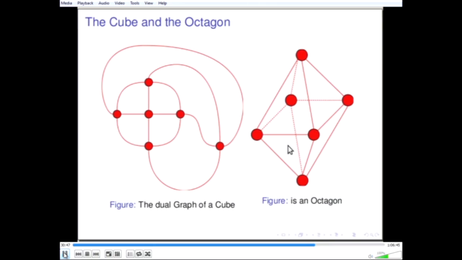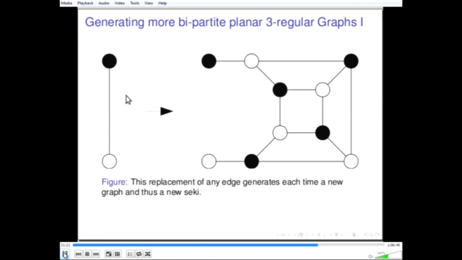Now this dual graph actually is the surface of an octahedron: the edges and corners of an octahedron form the same graph as our dual graph. So the dual graph of a cubic graph is an octahedron, and the dual of an octahedron is a cube. Here's a way to generate infinitely many such Sekis. You just replace any such edge by this more complicated picture, recursively, so you can generate as many Seki as you want if your Go board is big enough.